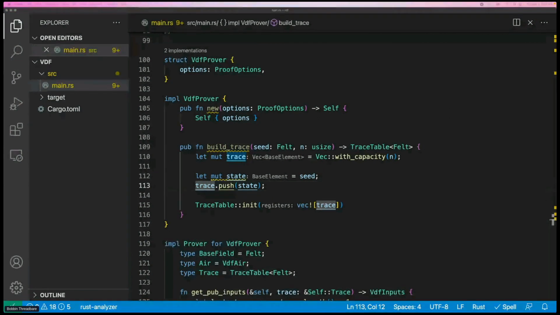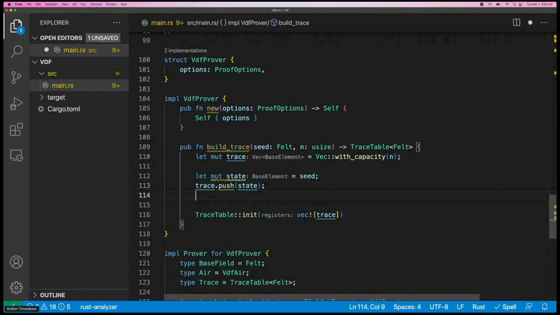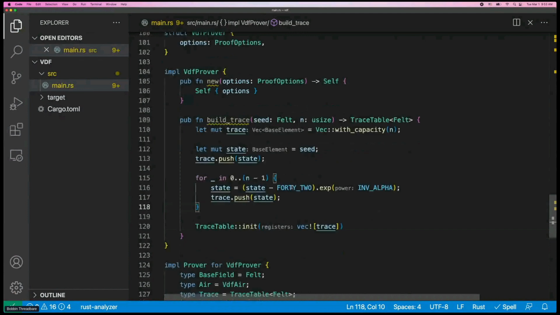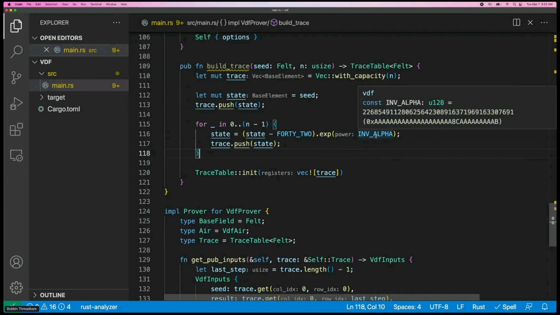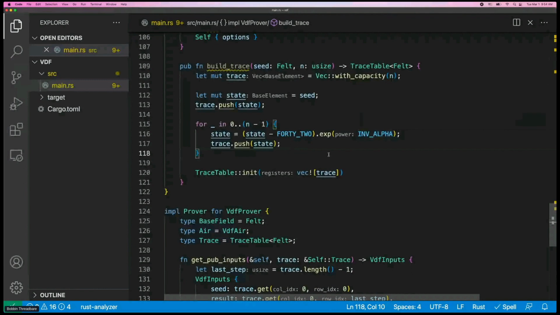And then we're just going to repeat this for n minus 1 number of steps. And if you notice here, we're running the function in the reverse direction. So we're raising to inverse power of alpha, while when we do the transition constraints, we verify it using just alpha itself. So if you remember, inverse alpha is a huge degree, but alpha is just 3. And then once we update the state, we again record the state in the trace. And then by the end of this loop, we have our full execution trace built.